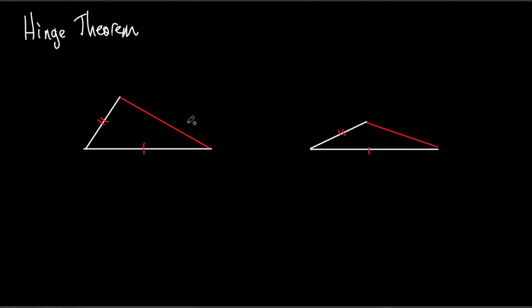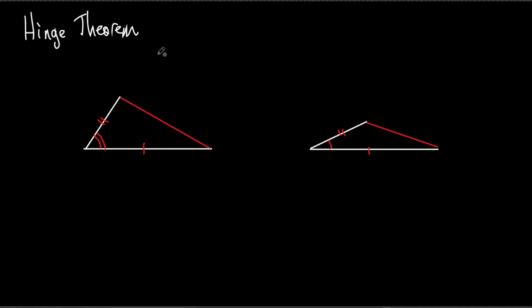Now, what does the theorem say? What does the Hinge theorem say? It says that the included angle of the first triangle is going to be bigger than the included angle of the second triangle. So this is bigger, so I'm going to put two arcs on this one. This is smaller, so guess what? I'm just going to put one little arc on this one. That just shows that this one is different than this, okay? This one is bigger than this.